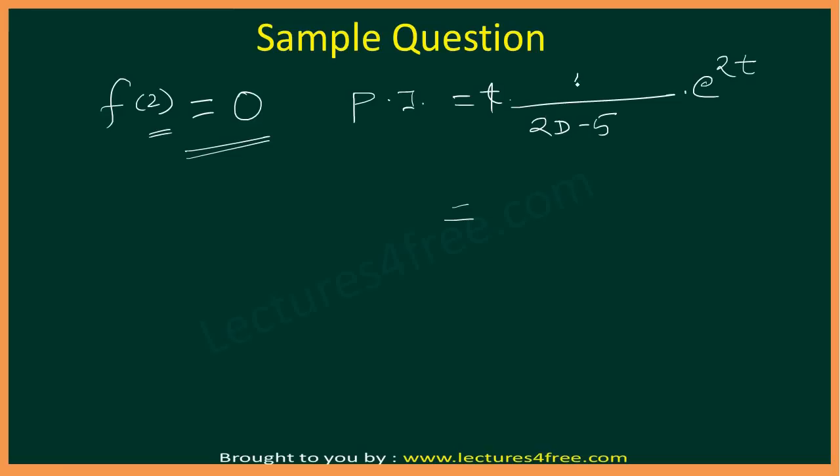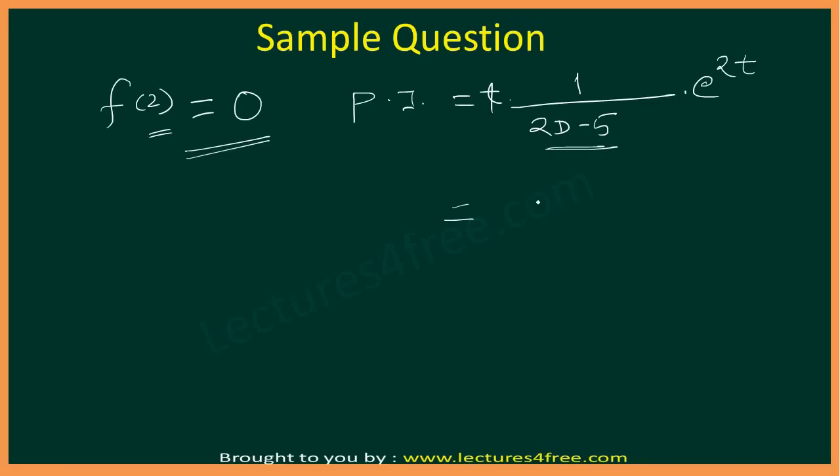Now to solve this, you have to again put a in place of d. So here a is your 2, and if you put 2 in d, then you will get 2 to the 4 minus 5, which means minus 1. Okay, so you are not getting 0, which means you can put it.